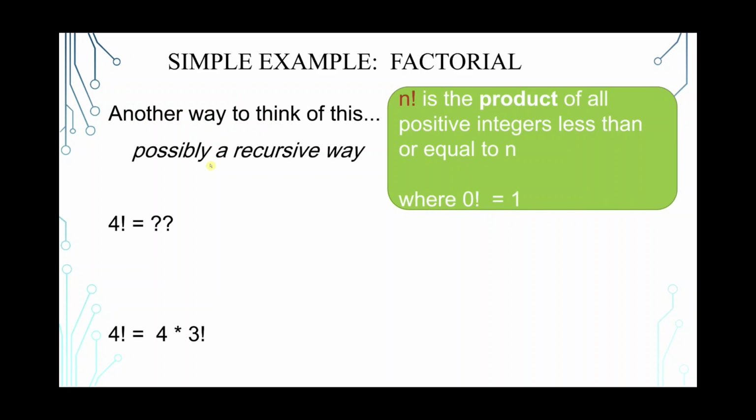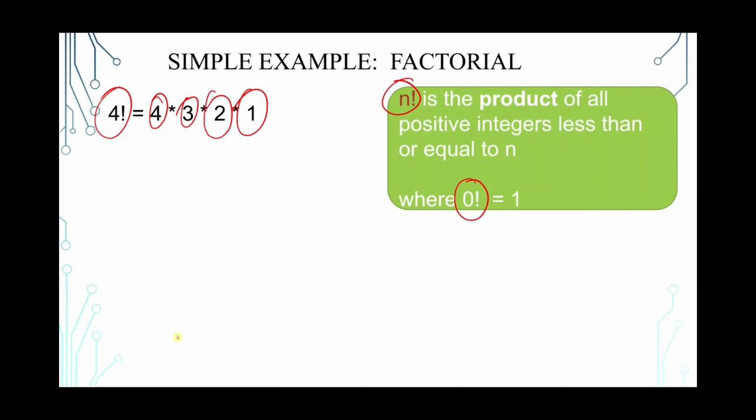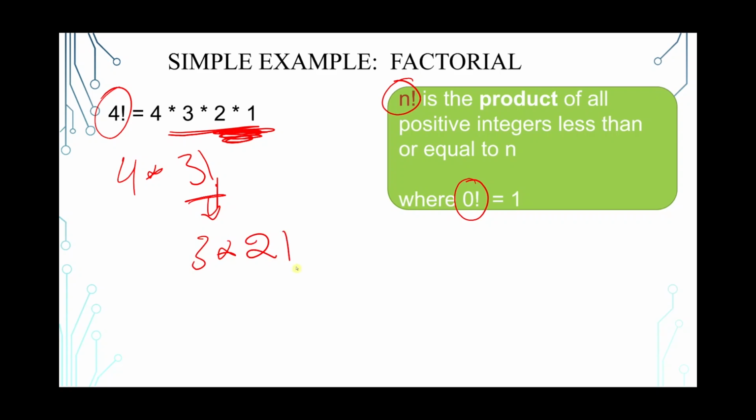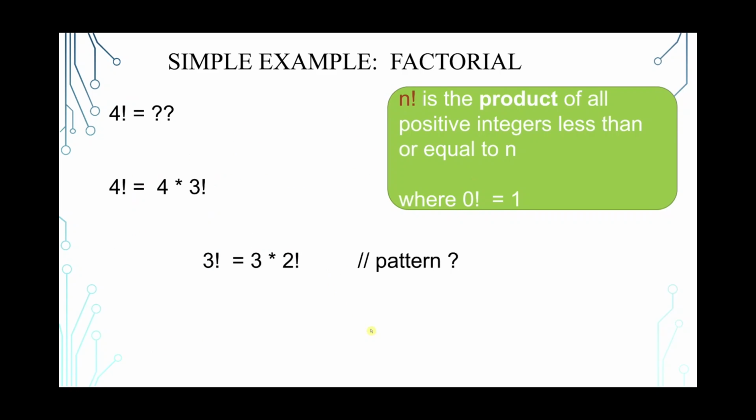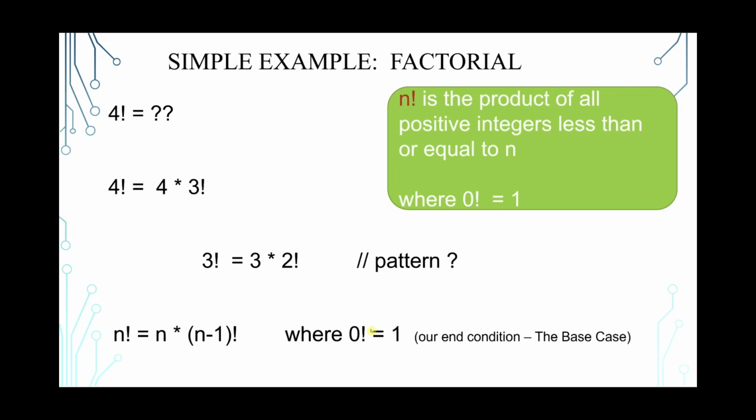Now, you can think of this in a recursive way, right? How? Is 4 factorial equal to 4 times 3 factorial? We can say this part is 3 factorial, so 4 times 3 factorial. And this part is 2 factorial, so 3 factorial can be 3 times 2 factorial, and so on. You notice the pattern here: 3 factorial equals 3 times 2 factorial, and so on.